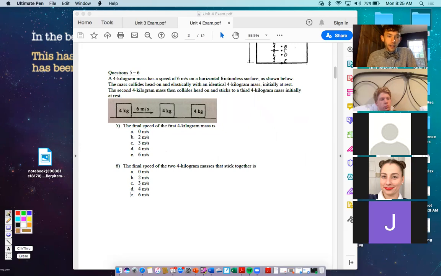Okay, so the final speed of these two when they stick together. So once again, we know that this one goes off with a velocity of 6. This is purely conservation of momentum. So I get 4 times 6 has got to equal, they're stuck together, so the final mass is 8 times the final velocity. It's pretty clear that's going to be a final velocity of 3 meters per second. Okay, so the answer to 6 is C.